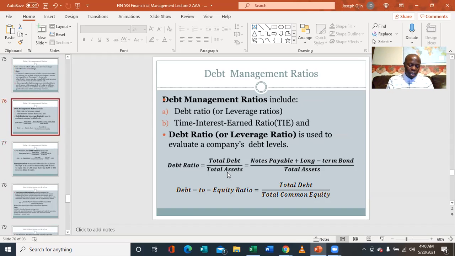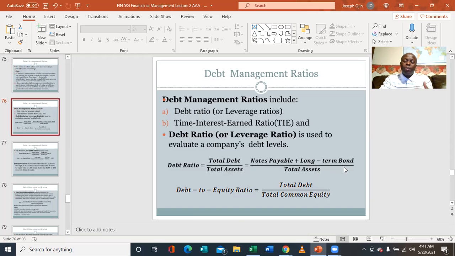We can also get other financial statements to compare Walmart with other companies with respect to the debt management ratios. Now, the debt ratio is calculated by dividing total debt by total assets, or I can say notes payable plus long-term bonds divided by total assets. We all know what a bond is. A bond is a debt.